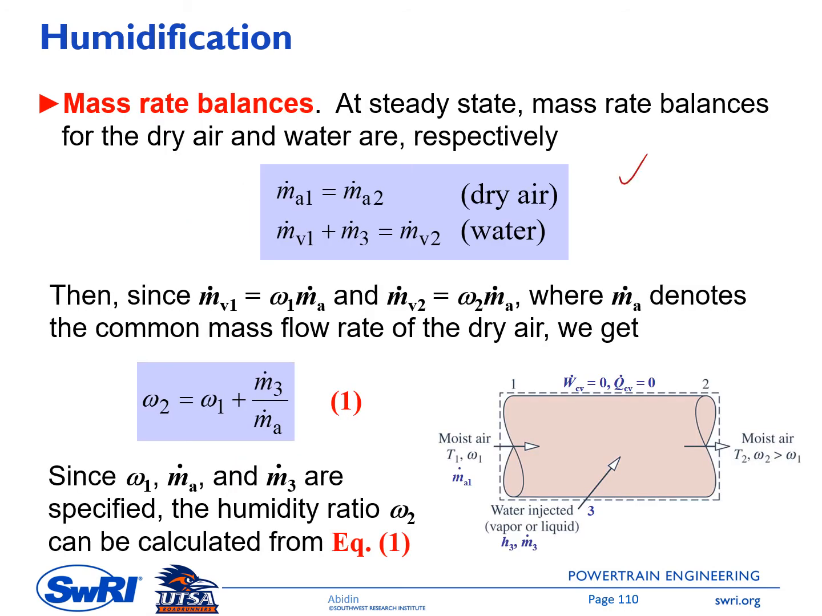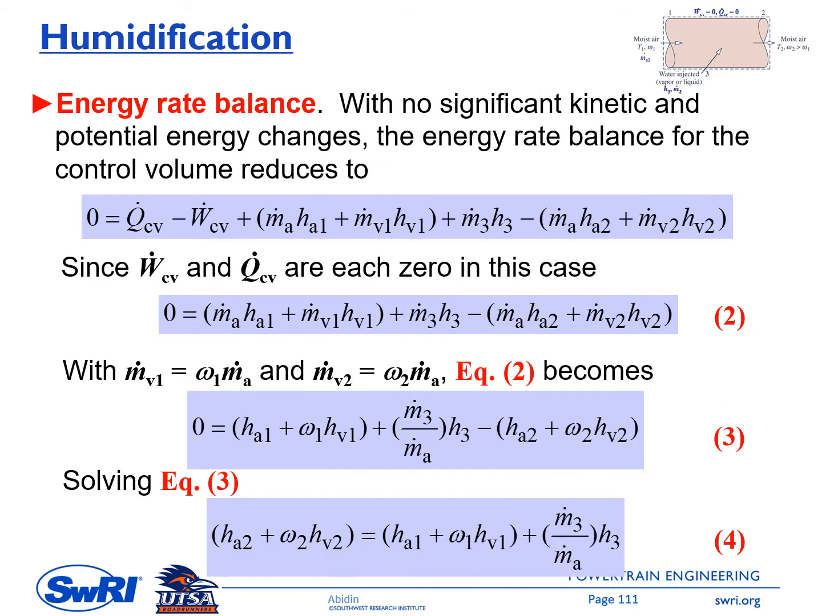This is the conservation of mass equation. The dry air mass flow stays the same, and the second one is the conservation of mass for the water. Then we can get equation 1 here to get omega 2 as a function of omega 1 and m dot 3, which is the injected water, divided by m dot A. Since omega 1, m dot A and m dot 3 are specified, we can estimate omega 2 using this equation 1.